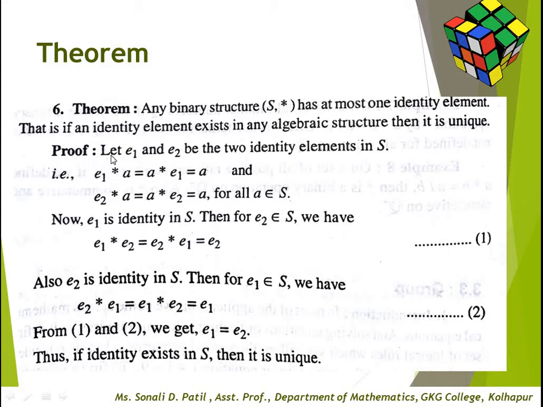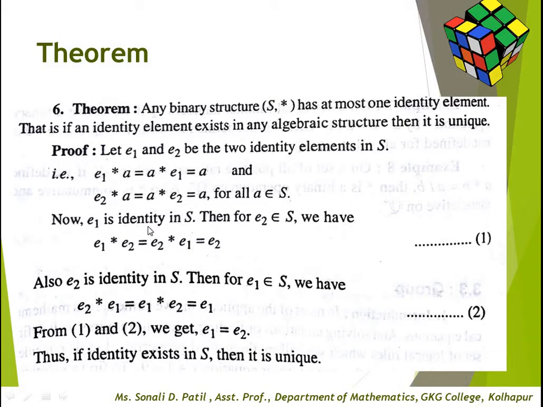Let's start with the proof. Let e1 and e2 be two identity elements in S. That is, e1 star a is equal to a star e1 is equal to a, and e2 star a is equal to a star e2 is equal to a for all a belonging to S. How can we write this? By using the identity property. Here we take two identity elements e1 and e2 and apply the identity property on these two identity elements. We get these two equations.